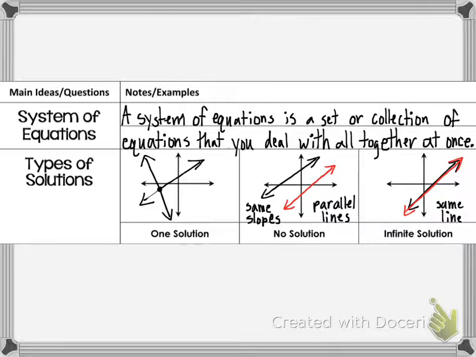Any questions about our types of solutions, our numbers of solutions? These are going to be the only three types you're going to have: one solution, no solution, or infinitely many solutions. Okay? We're good there? Okay.